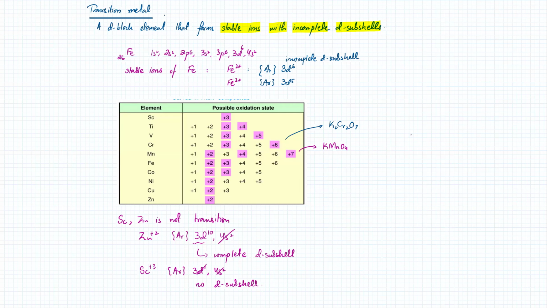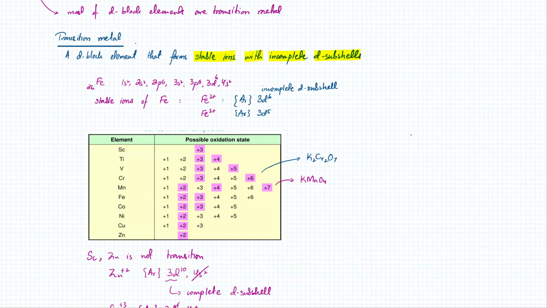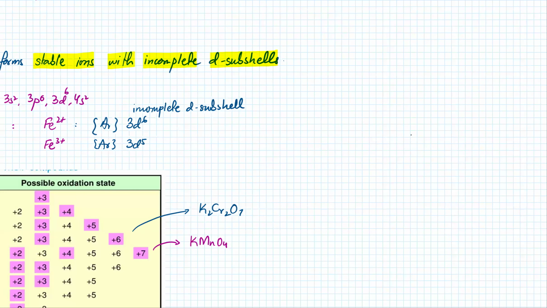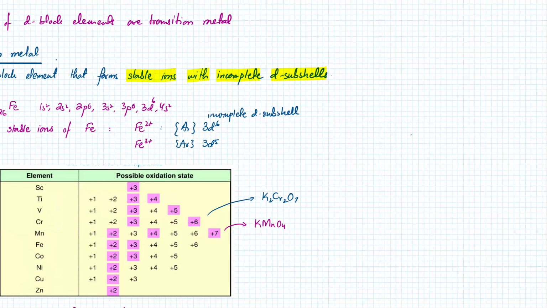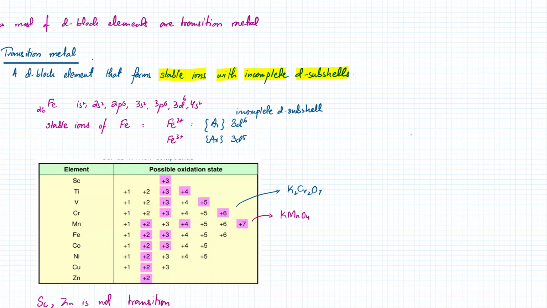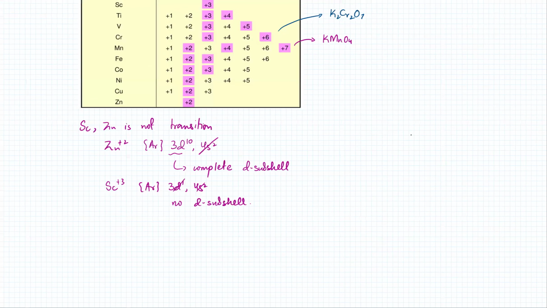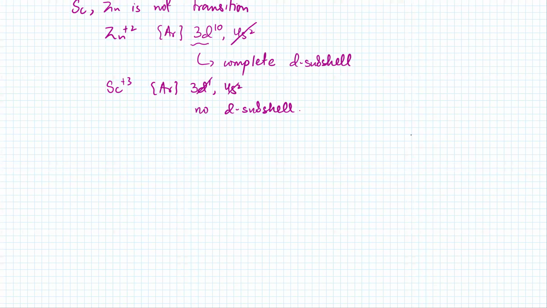Why is that important, by the way? The reason is that if it has these incomplete d subshells, there would be certain properties that are dependent on that. So transition metals are basically elements that are identified by certain properties which are caused by incomplete d subshells, which we'll discuss later on. But there are five properties that you studied in O levels as well. So what are those five properties of transition metals?